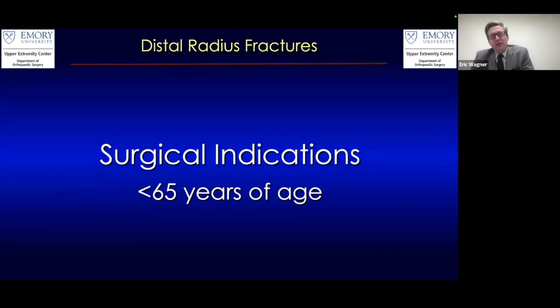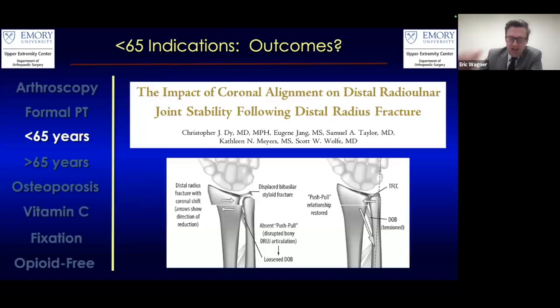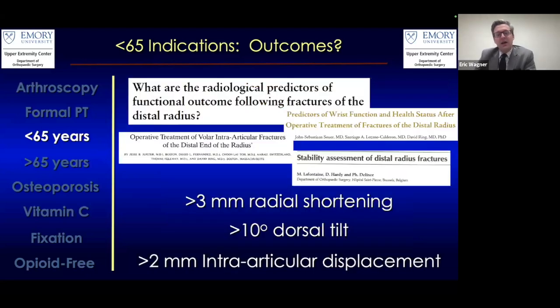And there are some other, a little bit more controversial aspects. I think surgical indications is one of the ones that we love to discuss with our own fellows and go through. Chris D and Scott Wolf did this really nice study showing that coronal shift was a really important indication, something that's not always talked about, but has really been supported by this and many other articles in recent years. And interestingly, the original LaFontaine and Jupiter articles showing the 3 millimeter shortening, dorsal tilt, and intra-articular displacement have stood the test of time for the most part.